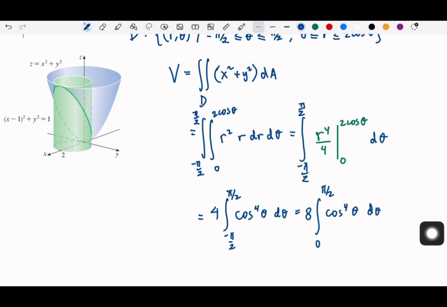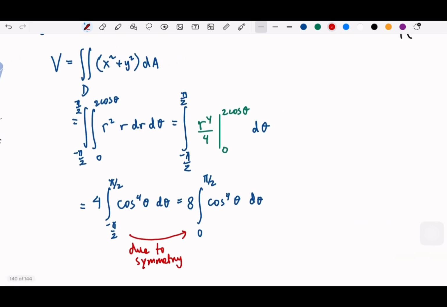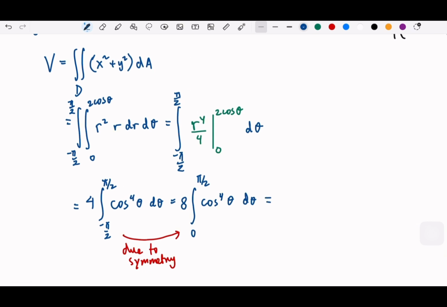Okay, we can do this due to symmetry. Well, actually, you can do this at the beginning. Well, you can do twice of 0 to pi over 2. Okay, you can do this at the beginning. But anyway, we can compute this. And then what should we do?